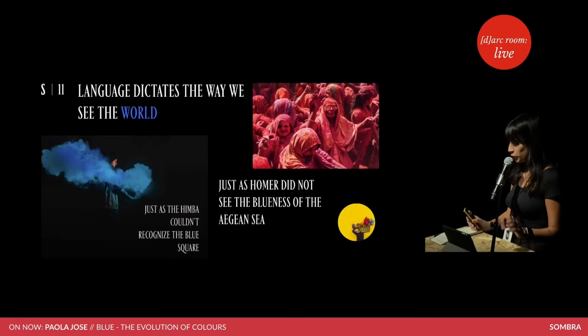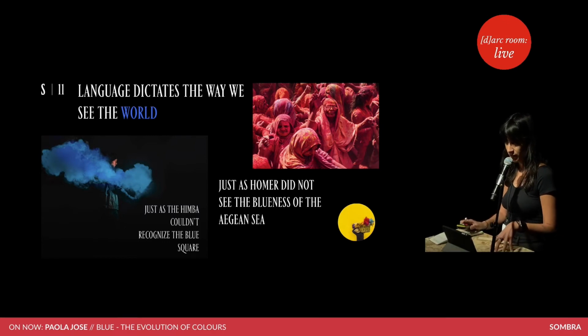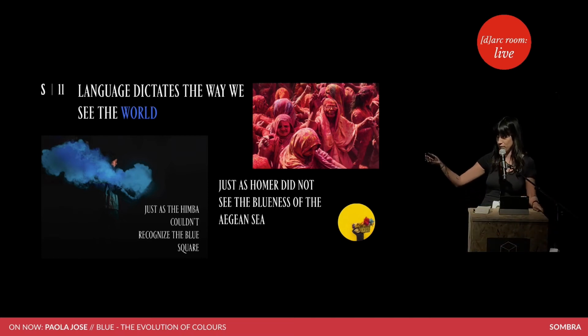Okay, so what I'm trying to conclude with all of this crazy information is that language dictates the way we see the world, and I think that language limits the way we see the world. Just as Homer did not see the blueness of the sea, just as the Himba couldn't recognize a blue square, when there is an object that we don't have a name for, we see it, but we don't notice it. So basically, our mind doesn't process it. So it doesn't exist. Like, Homer never saw a blue object. Homer never saw a blue sky.